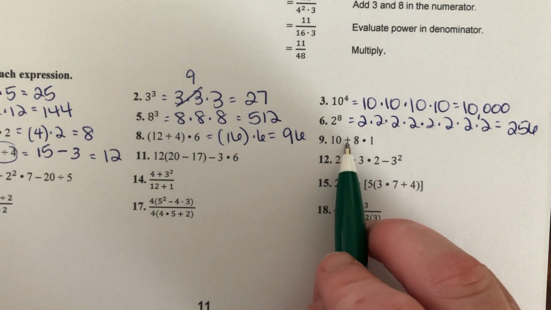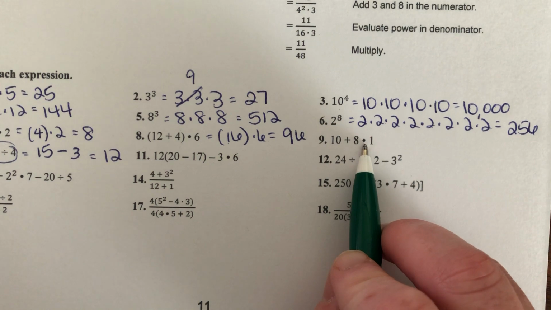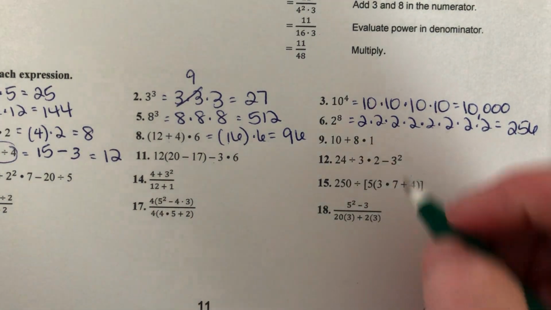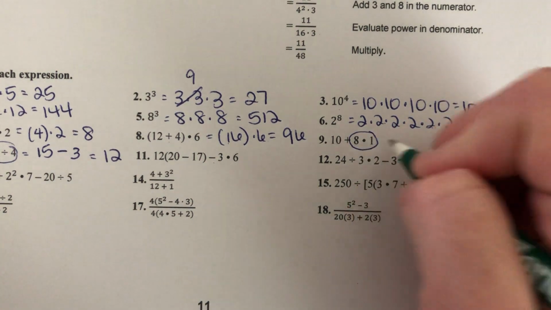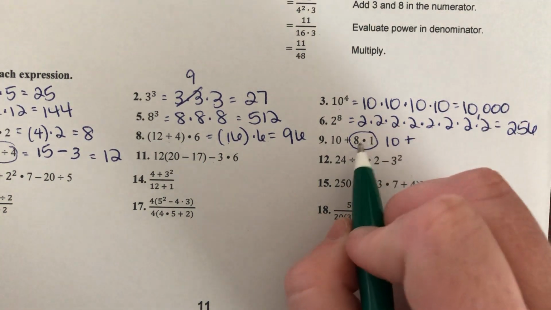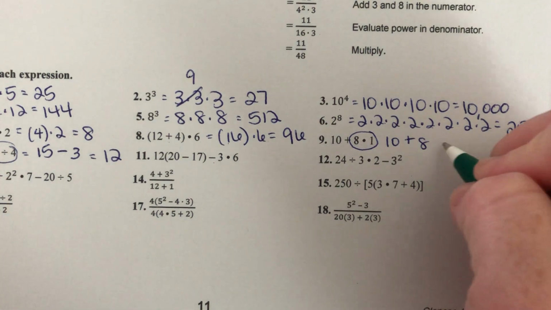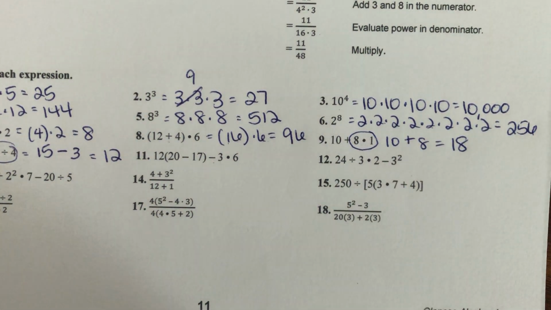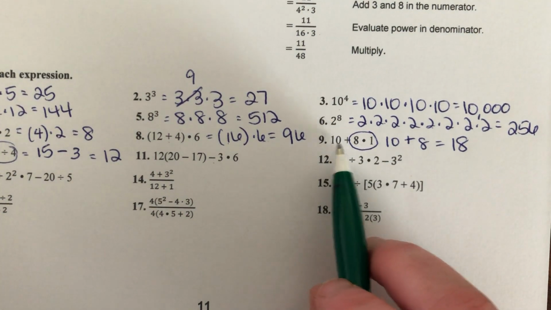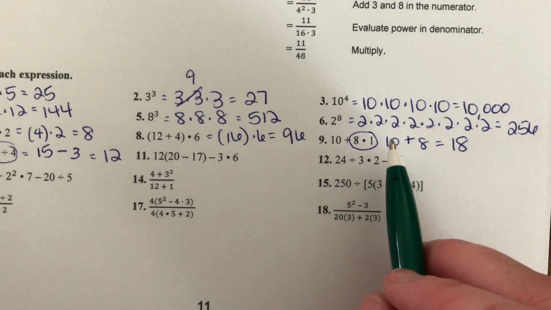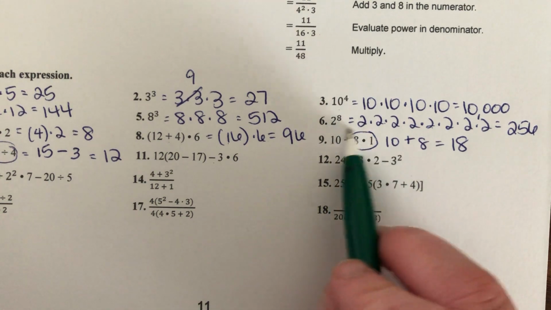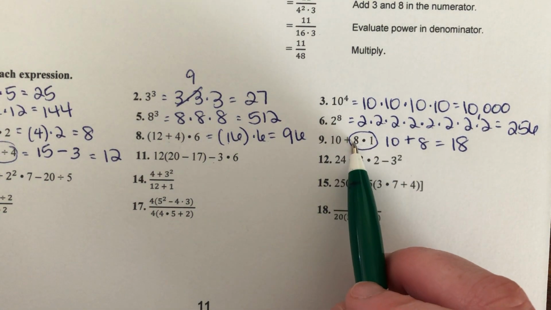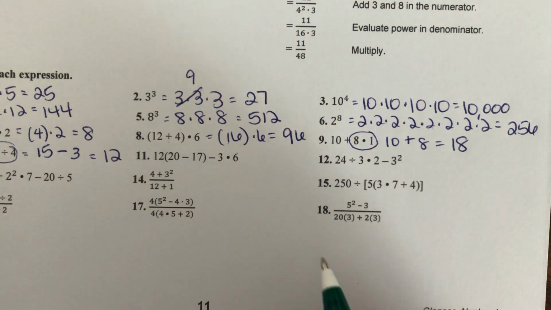All right. Then here we have addition and multiplication. PEMDAS says we have to multiply first before we add. So I'm going to do this part first. 8 times 1 is 8. And 10 plus 8 is 18. Now, in this case, it would have worked out fine. If we just solved it in order, even though that's wrong, we still would have got the same answer for this one, but it doesn't always work out that way. 10 plus 8 is 18, times 1 stays 18.